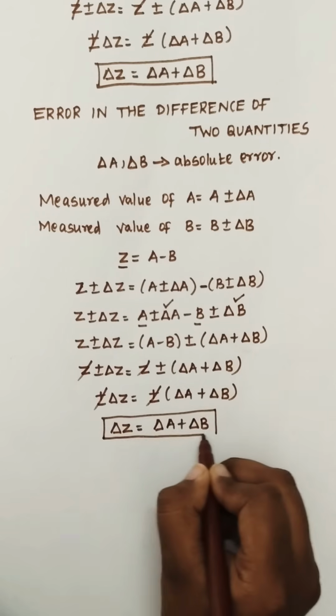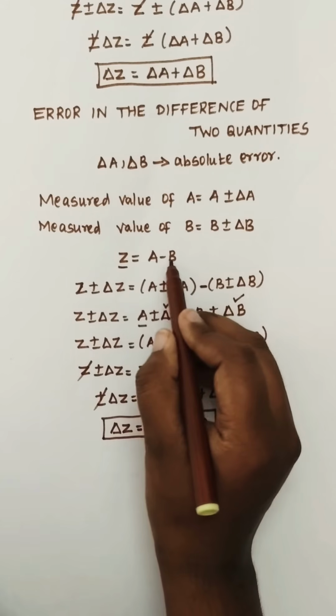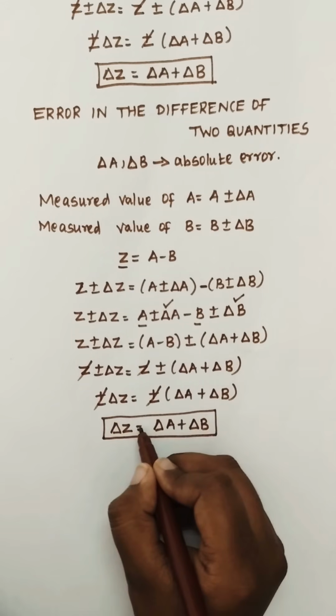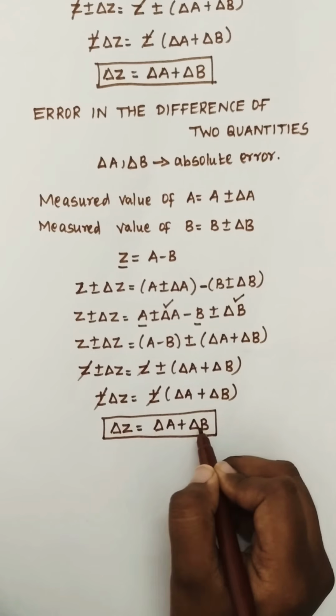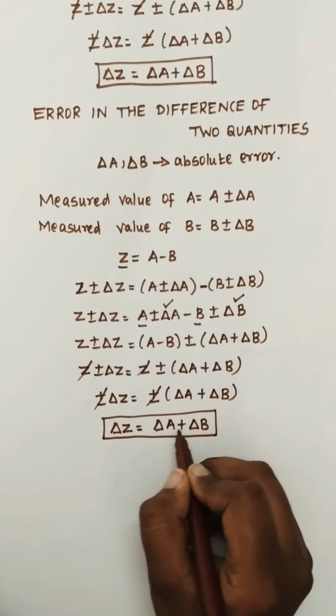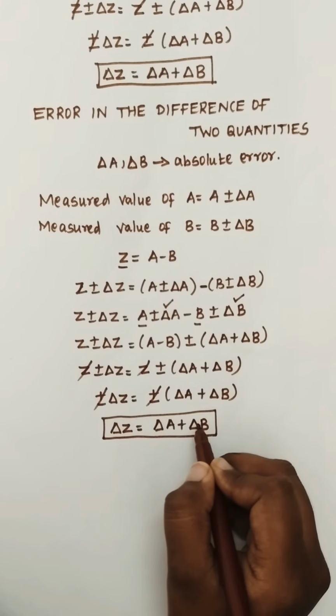So what is delta Z? Error. So error in the difference of two quantities is equal to, plus means addition, so is equal to sum of delta A and delta B, which are absolute errors, so is equal to sum of absolute errors of individual quantities.